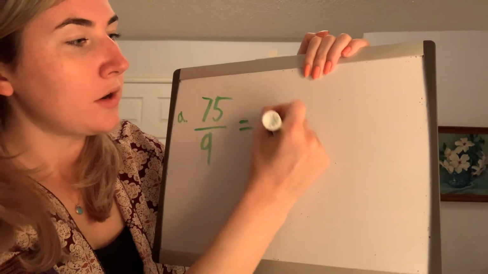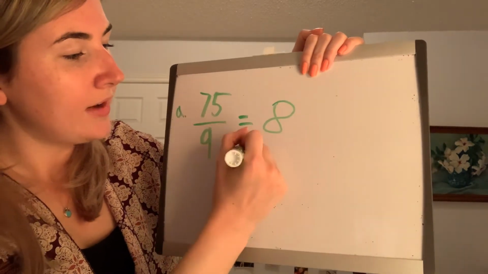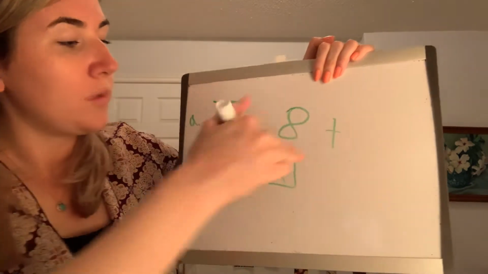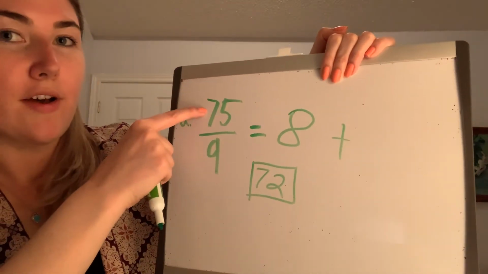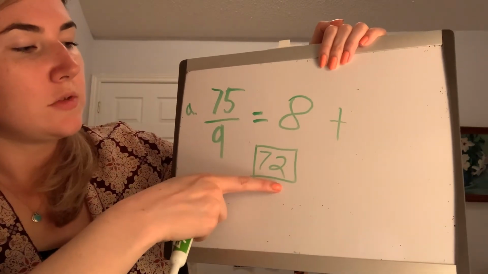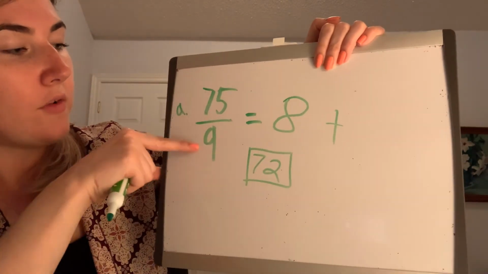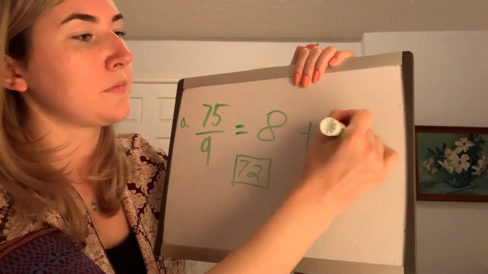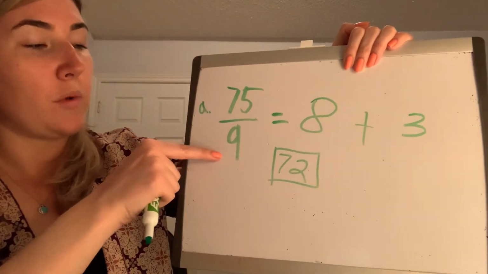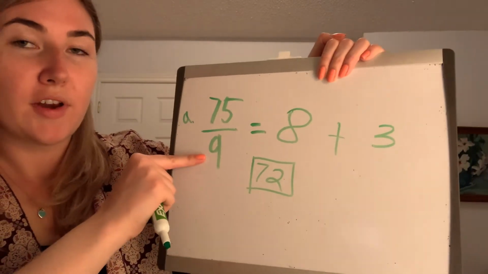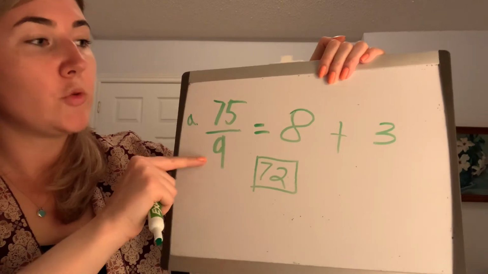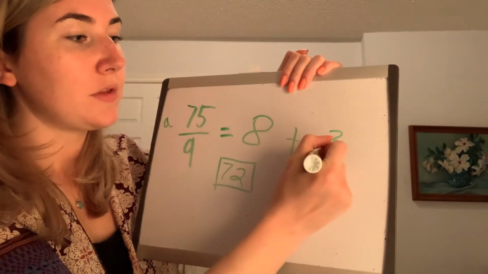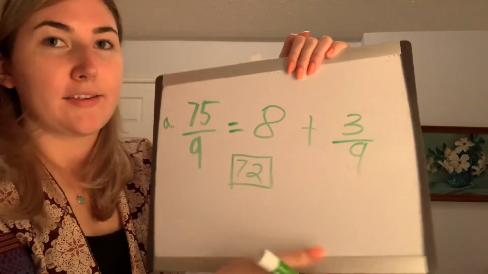So I'm going to write out our whole number here. And in a little box to keep track, we have 72. But we don't want 72, we want to make sure we have 75. So what do we have to do to get from 72 to 75 over 9? We'll need to add 3. However, since our answer has a bottom number of 9, we're dealing with fractions, so we need to make sure when we're adding, we have the same bottom number. So we'll put the 3 over a 9.